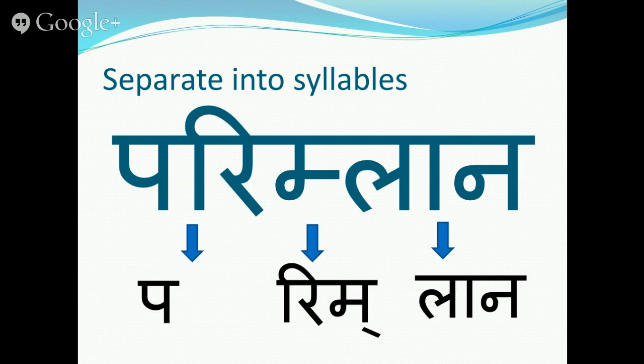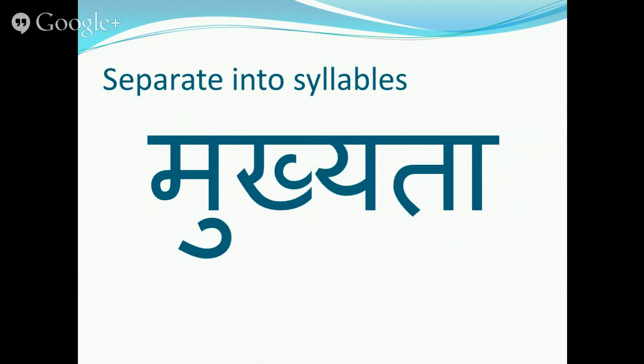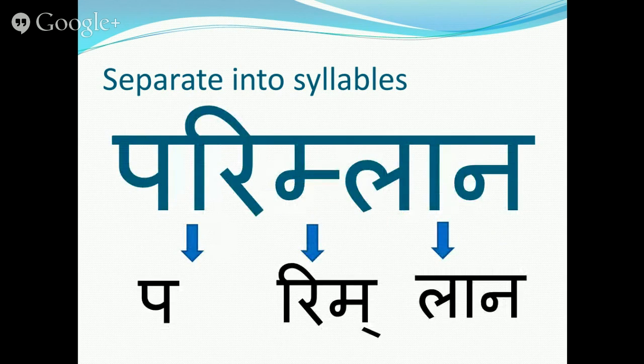Here we see pa, rim, lan. Of course, alternatively, we could have separated this again into par, im, lan. So either way would have been fine, as long as we separate it into correct syllables. Par, im, lan. Pa, rim, lan. Parimlan.